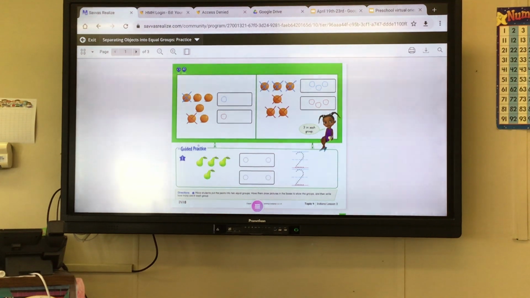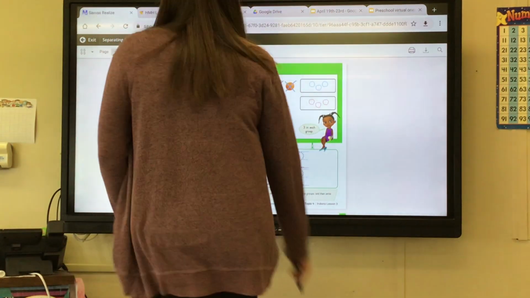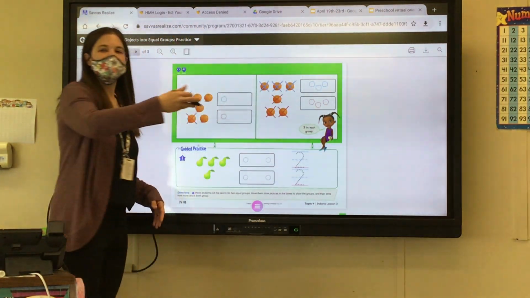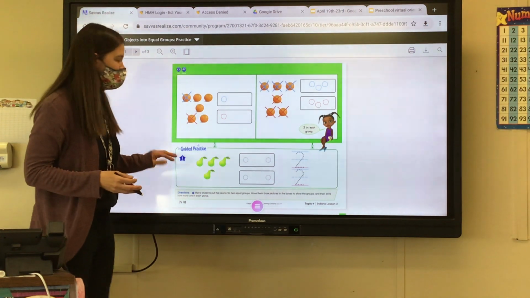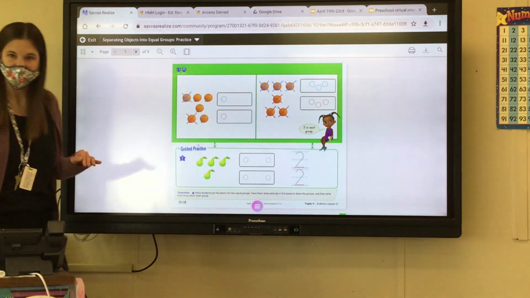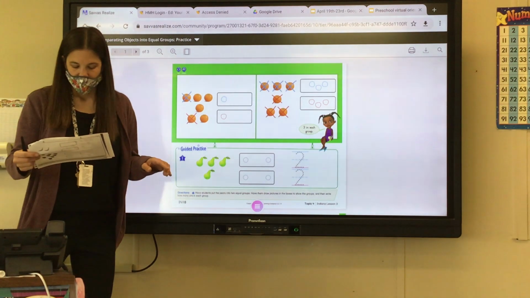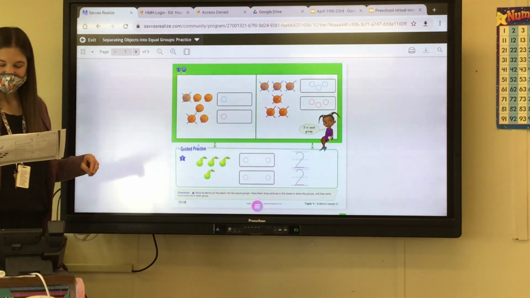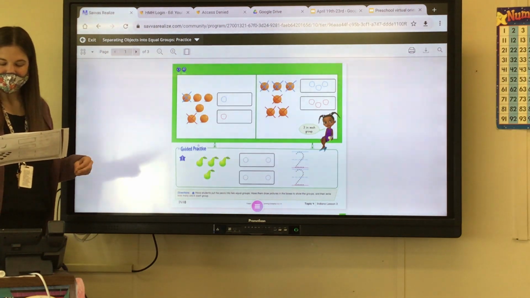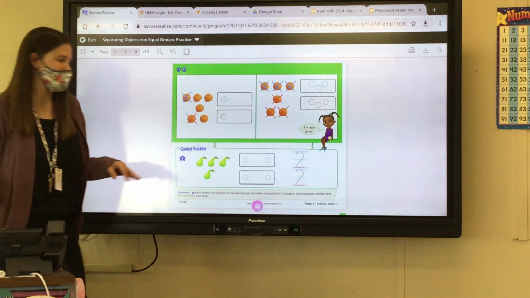All right, here we go. All right, you see the video again? They make equal groups with oranges. Let's look down at number 1 for the pairs. Put the pairs into 2 equal groups. Draw pictures in the boxes to show the groups and then write how many.